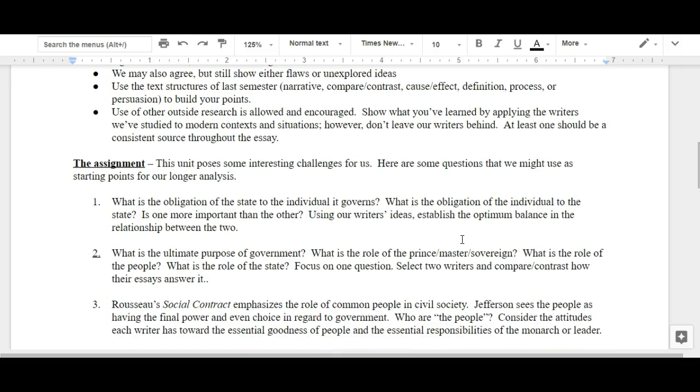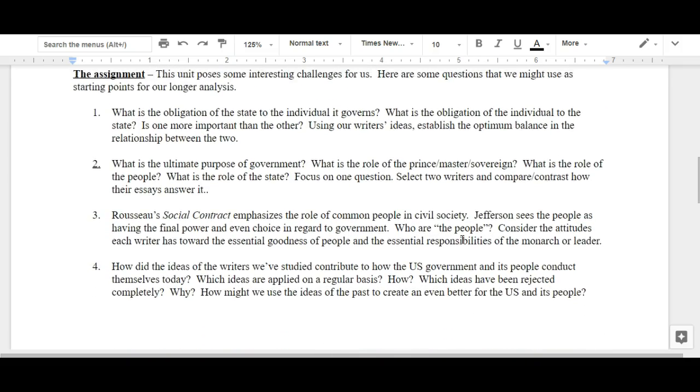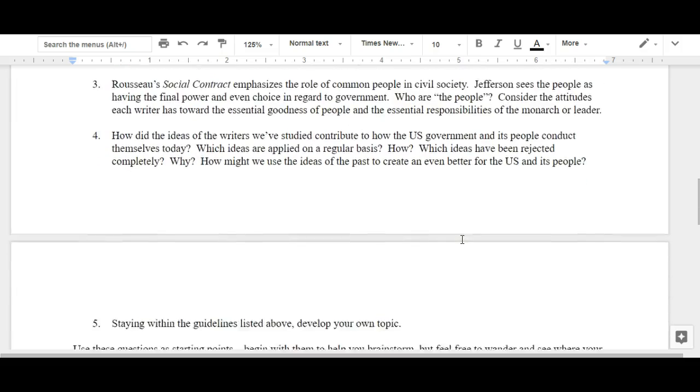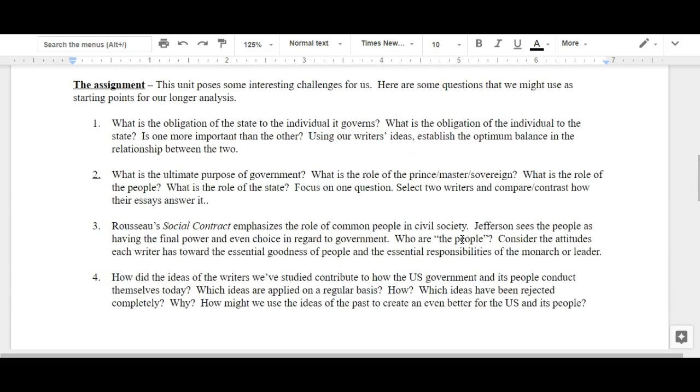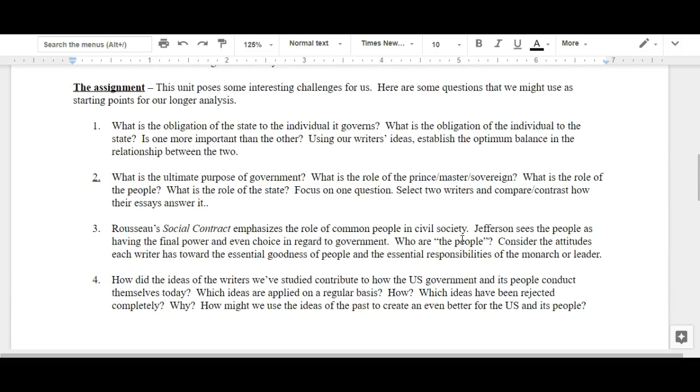The assignment in this case, you have 5 options here. The 5th option is on the next page. First option, consider what we've read. What is the obligation of the state to the individual it governs? What is the obligation of the individual to the state? Is one more important than the other? Using our writers' ideas, establish the optimum balance in the relationship between the two.